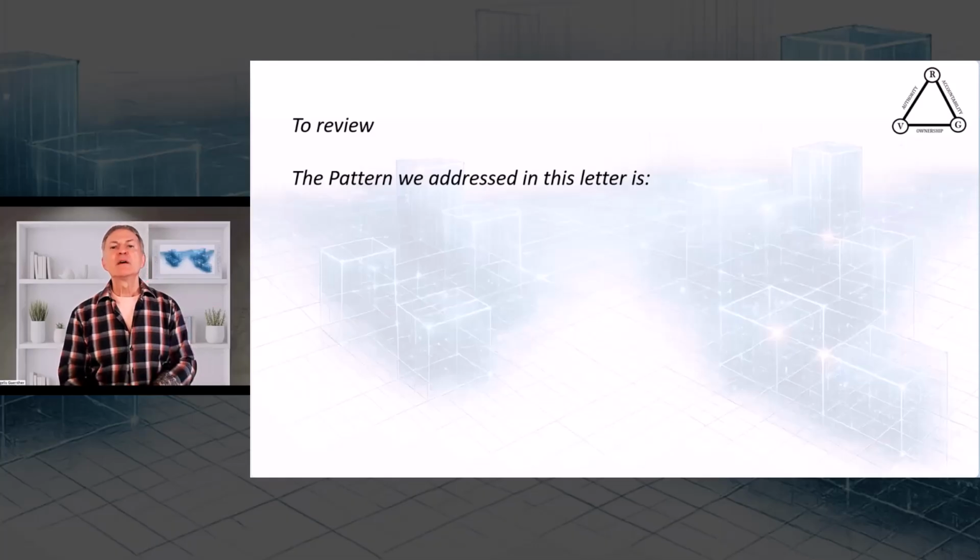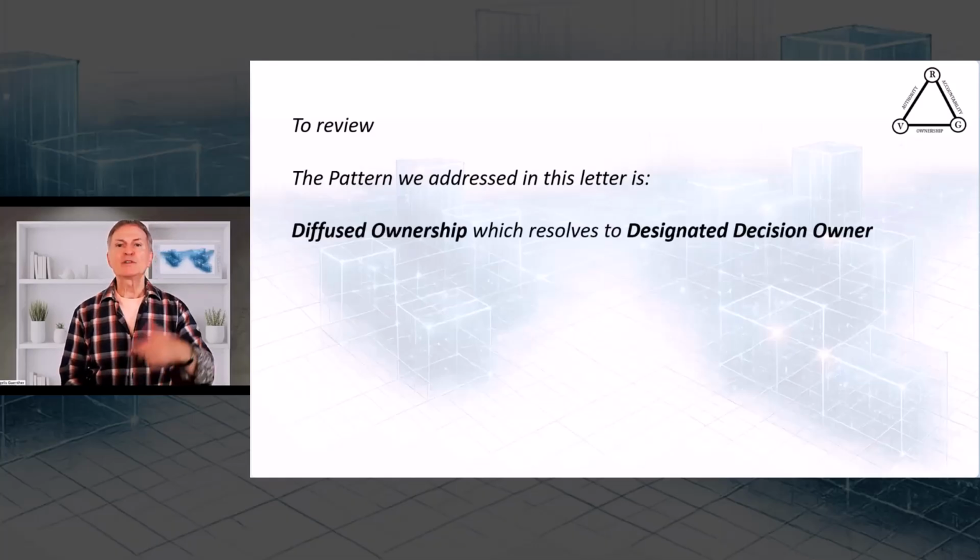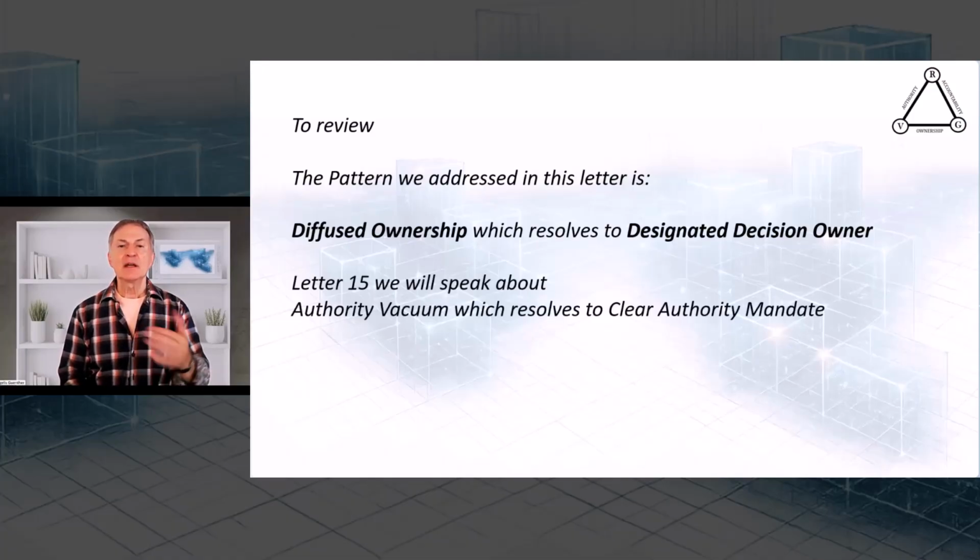To review, the pattern we addressed in this letter is diffused ownership, which resolves to designated decision owner. In letter 15, we will speak about authority vacuum, which resolves to clear authority mandate.